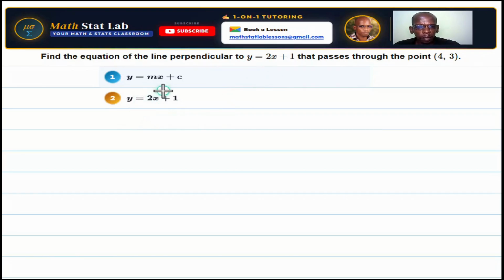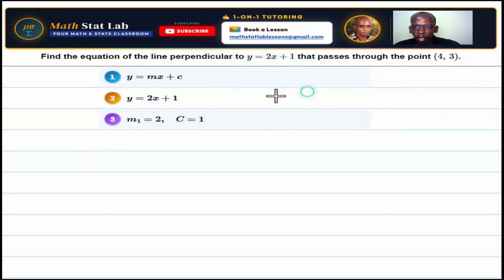From there, can we identify the gradient and the y-intercept of this line? As usual, the gradient is the coefficient of x. In our case, the coefficient is 2, so the gradient of this line is 2. Then the y-intercept is the constant, which in our case is 1. So c is equal to 1.